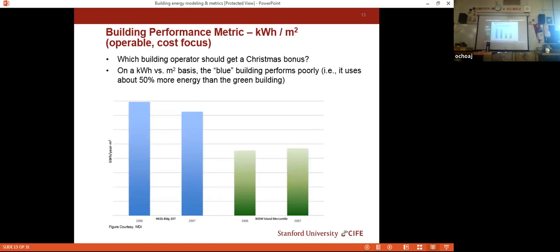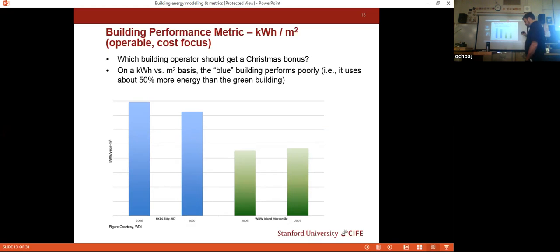Okay, so building performance metric. Which building operator should get a Christmas bonus? There are two building operators. Operator one showed that from 2006 to 2007 they reduced their energy costs. In building two, from 2006 to 2007, their costs went up a little bit. Somebody noticed last year, what if this was a cold year and that was a hot one? In this example, imagine it was essentially the same year to year.